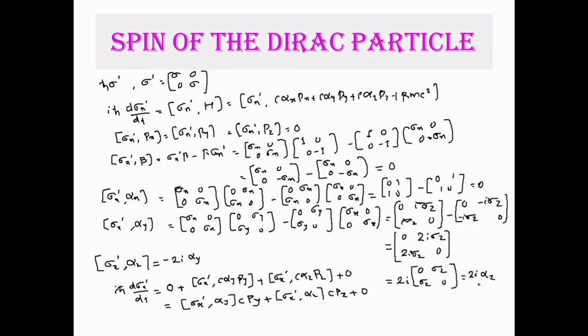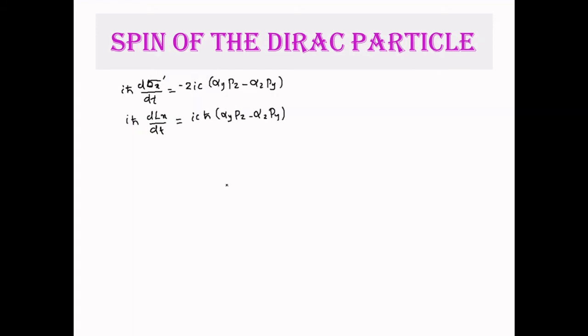Now we can substitute the value of [σx', αy]. Its value is 2iαz. Here the value is minus 2iαy. So its value is 2ic αz py minus 2ic αy pz. So you can take minus 2ic common, and write minus 2ic into (αy pz minus αz py). So we get the relation iħ dσx'/dt equal to minus 2ic (αy pz minus αz py). And for the value of iħ dLx/dt, it was icħ (αy pz minus αz py).